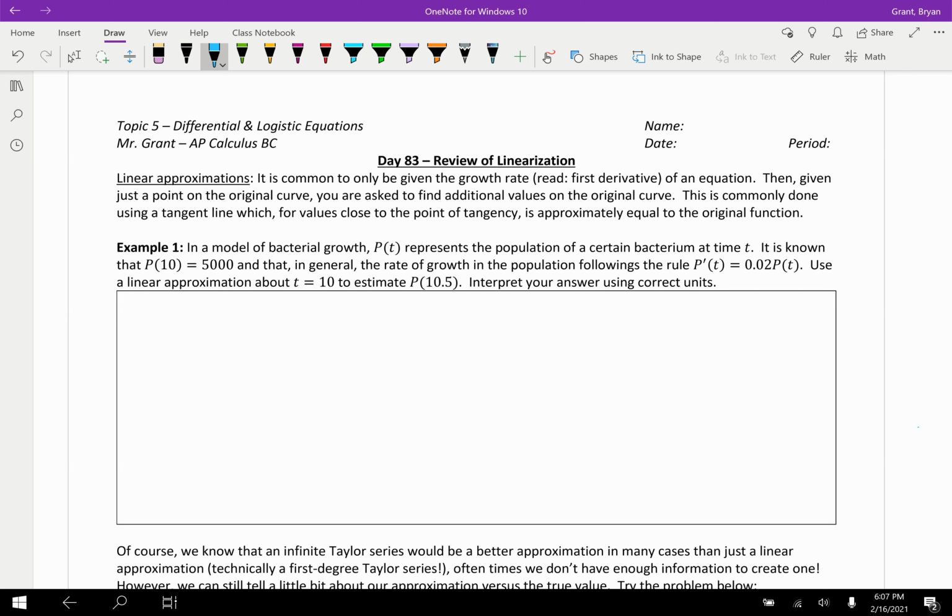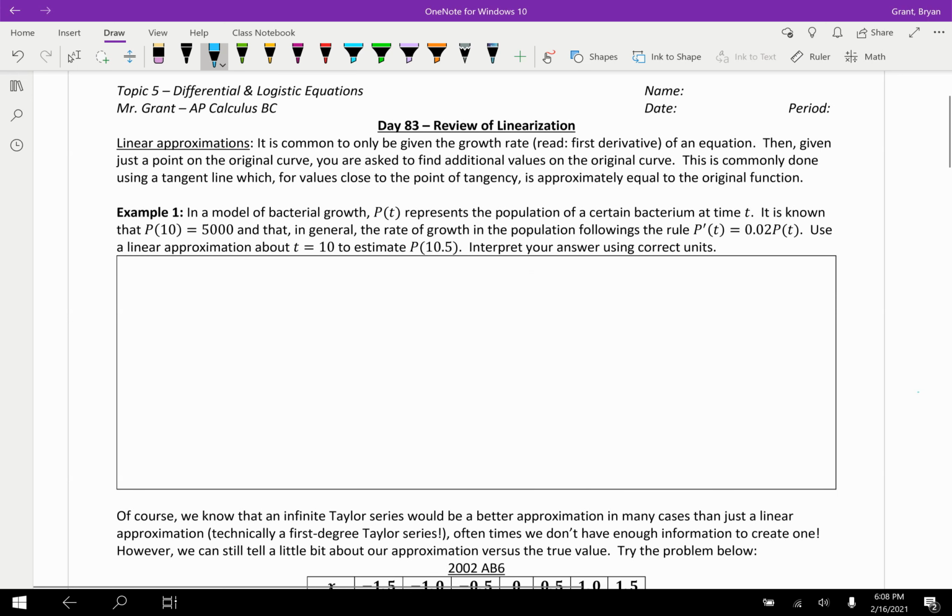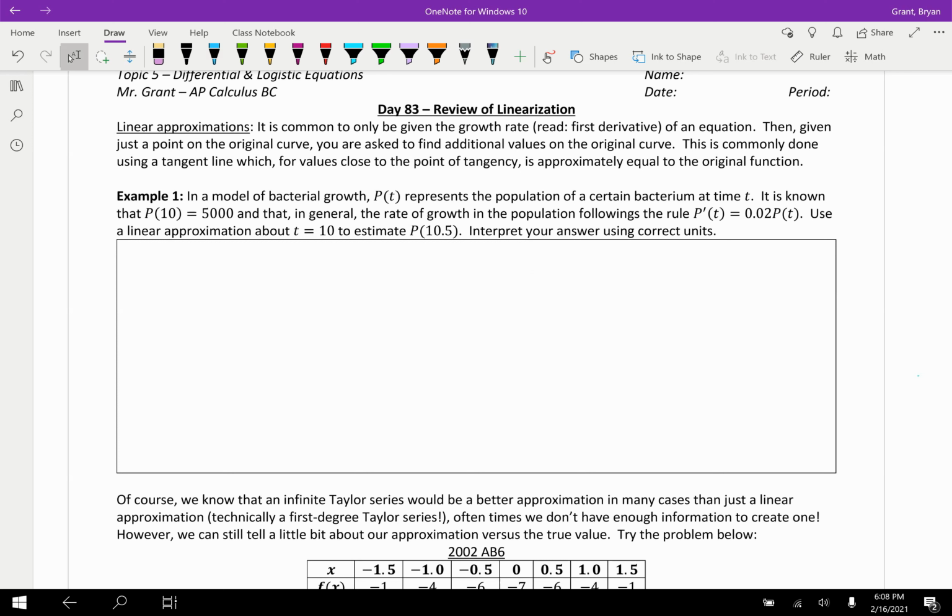But to build up to those, we're actually going to spend a decent amount of time reviewing some important material from AB. And we're going to start with the idea of linearization. So, what is linearization?